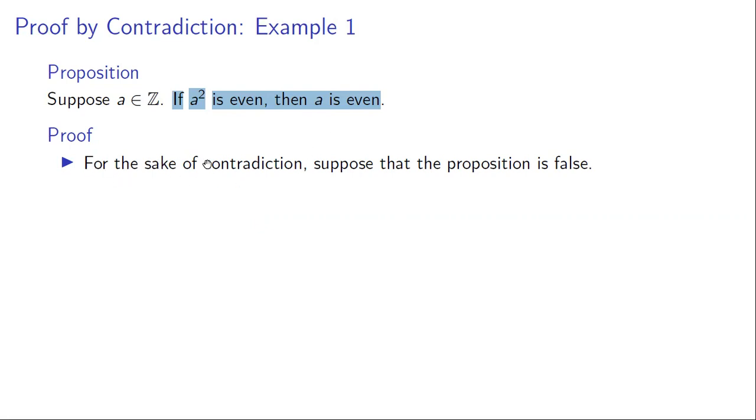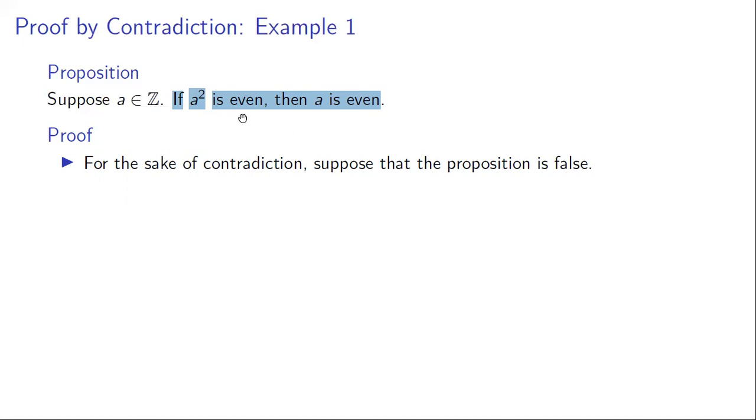Now, this phrase here, for the sake of contradiction, you don't have to write that, but the reason I'm writing it is it's good style to write it because you're alerting the reader, you're explaining to the reader what you're doing and why, right? Normally, what's the justification for supposing that the proposition is false? Why would you suppose that? You're explaining why I am doing this: because I want to obtain a contradiction. I want to show that by supposing the proposition is false, we get a contradiction.